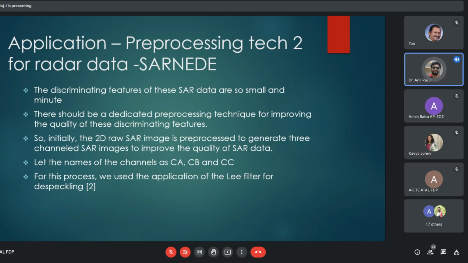So instead of giving the raw data directly, we have to generate more channeled data by using certain image processing or signal processing techniques. We have to first generate multiple channels of data having different information in different channels. Then the model will be able to learn the appropriate features from these different channels.